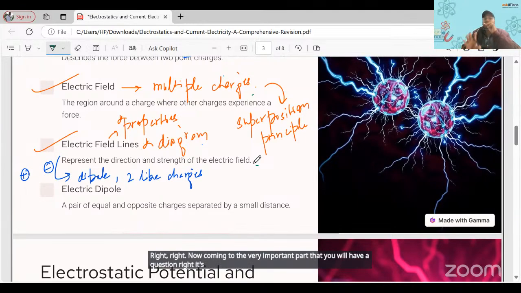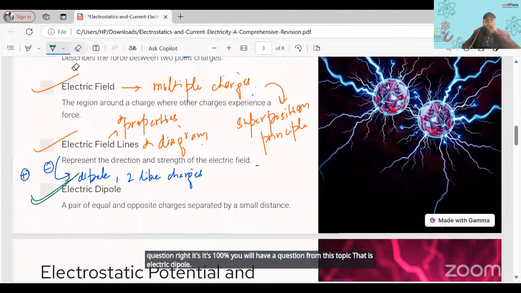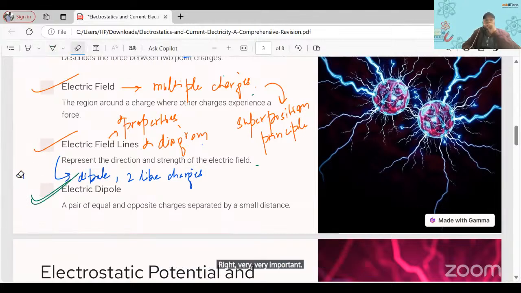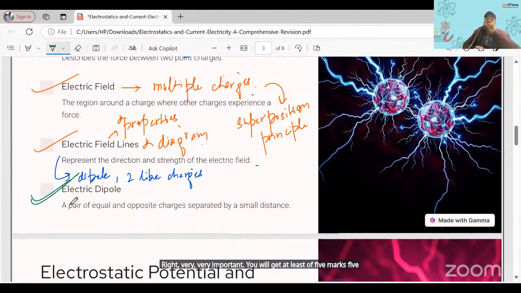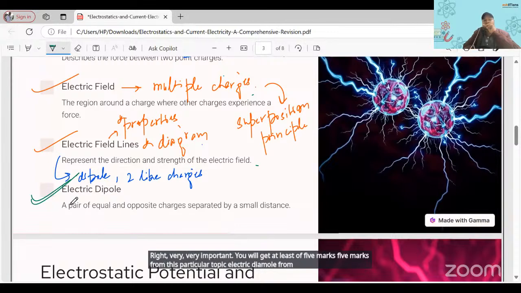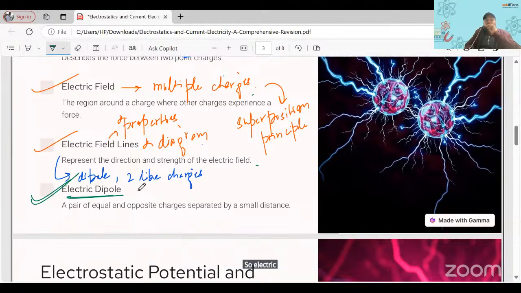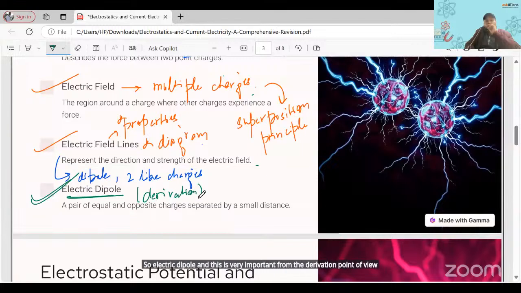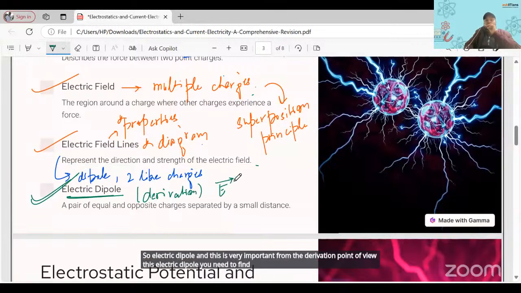Now coming to the very important part: it's 100% you will have a question from this topic, that is electric dipole. Very, very important. You will get at least 5 marks from this topic, electric dipole, from electrostatics. This is the core topic of this chapter, so you must spend time on it accordingly. It is very important from the derivation point of view: you need to find the electric field due to a dipole.